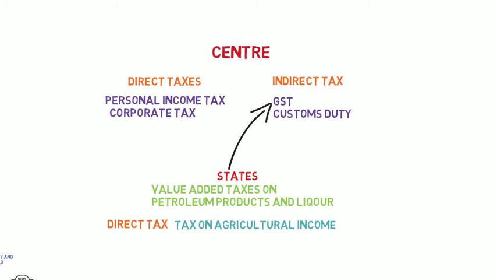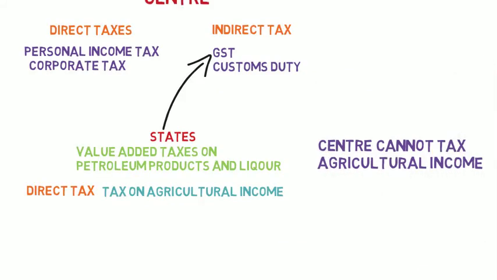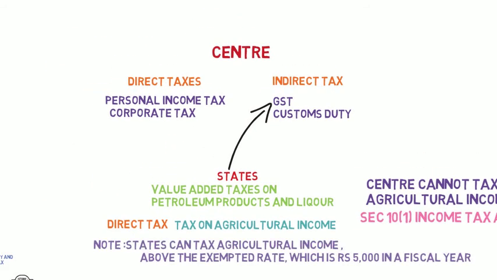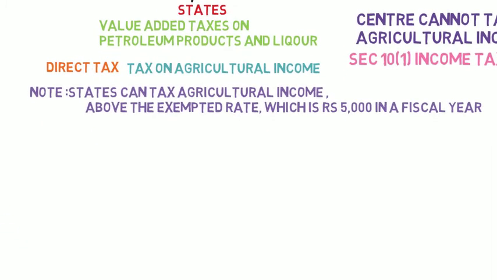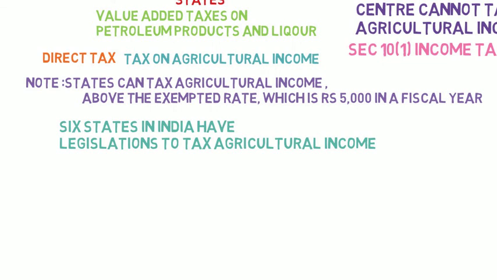Please note that central government cannot levy a tax on agricultural income as according to the section 10(1) of the Income Tax Act, agricultural income is not considered a means of income. However, states can tax agricultural income above the exempted rate, which is Rs 5,000 in a fiscal year. Presently, 6 states in India have legislations to tax agricultural income.